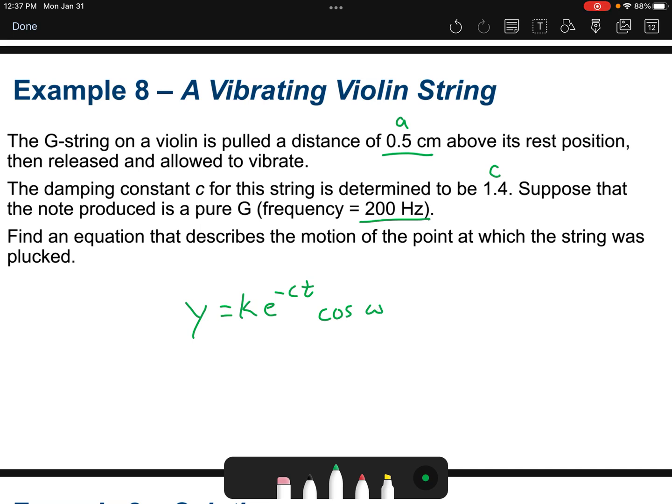It's going to look like that. Okay? First of all, we know A, or K in this case, is 0.5. So we can go 0.5 e. We know our damping constant is 1.4, so we can put that in there, negative c, and then there's t, and then there's cosine.